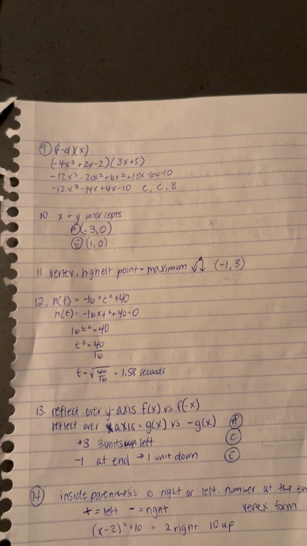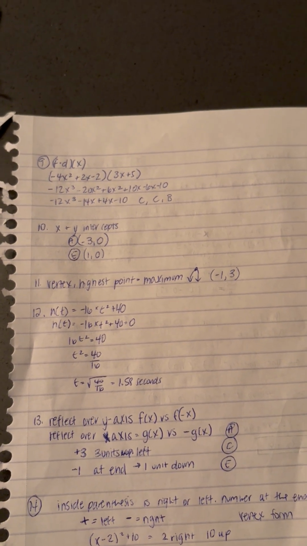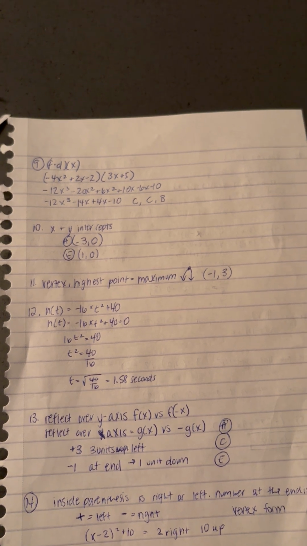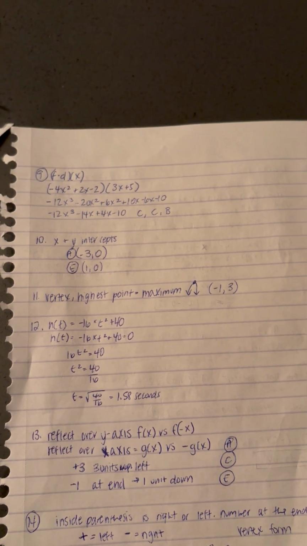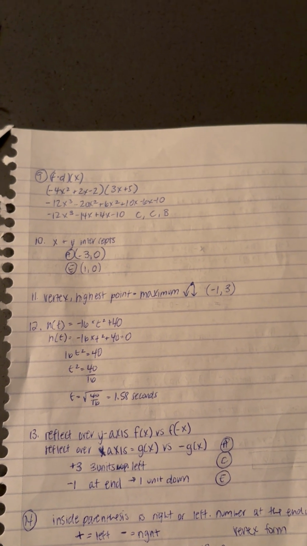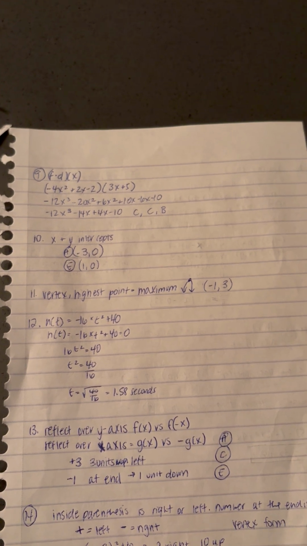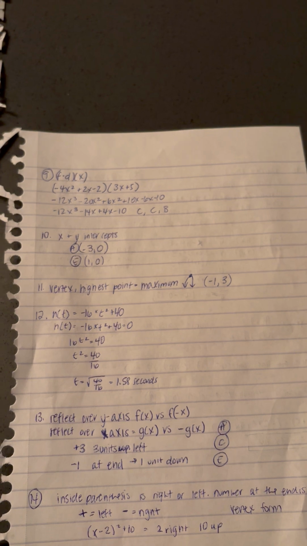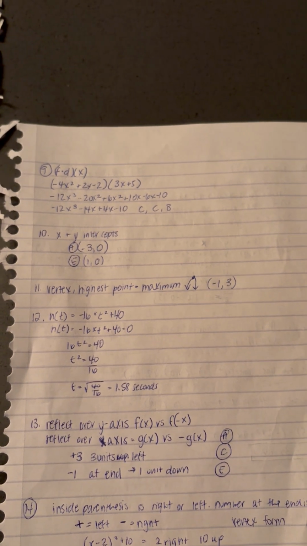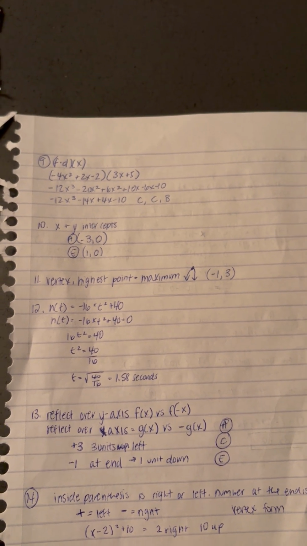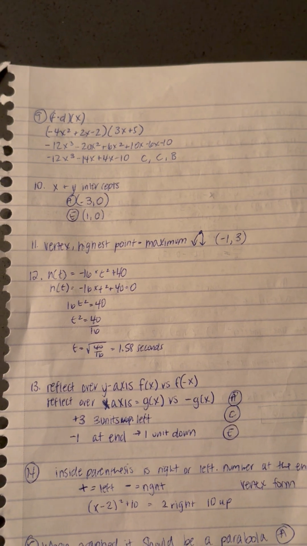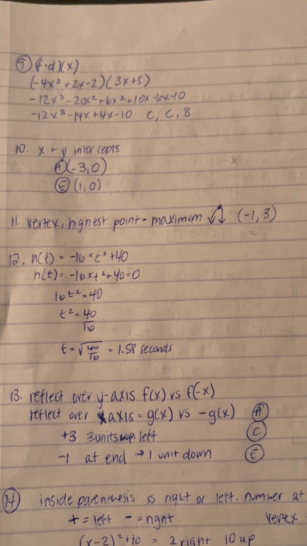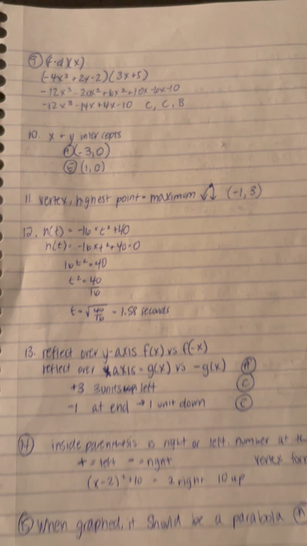For 12, the egg drop, you would take the equation that they gave you, dropped from a height of h0, which is 40, so you'd plug in 40. And then from there, you would solve the equation. So 16t squared equals 40. You'd simplify that down to t equals the square root of 40 over 16, which would give you 1.58 seconds.